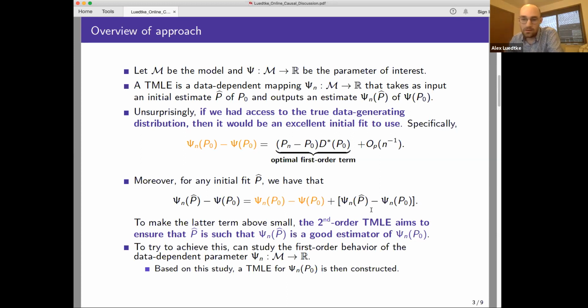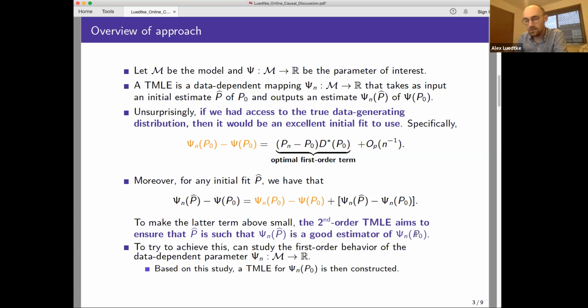And the second term here is like a deviation between our TMLE, our estimator, this algorithm if we feed it P hat, versus this algorithm, this estimator, if we feed it P naught. Okay. And so what the second order TMLE aims to do here is it aims to ensure that P hat is such that this term up here is small. That is to say, this psi n of P hat is a good estimator of psi n of P naught.